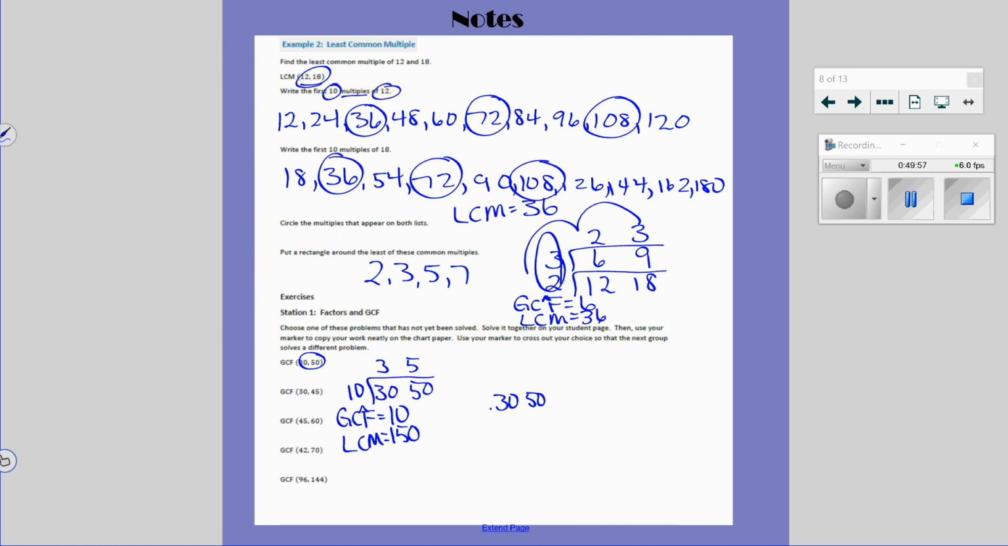30, 50. If I just start on my 4 key numbers, I say 2, okay? Divide those both by 2, 15 and 25. Those I can divide by 5, gets me 3 and 5. So I still multiply. 2 times 5 is 10. Yep. LCM is 150. So it doesn't matter which way you do it.